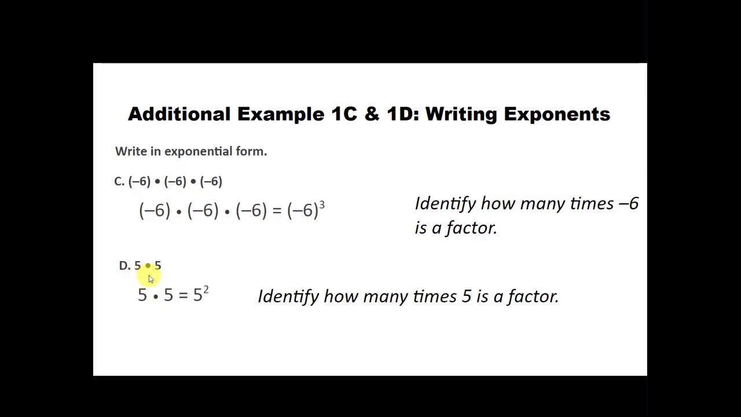Here we've got 5 times 5. So 5 times 5 is the same as 5 to the 2nd power. Another way we can say 5 to the 2nd power is 5 squared. 2 identifies how many times 5 was used as a factor. So 5 was multiplied by 5 twice.